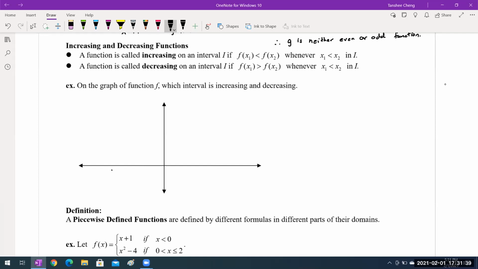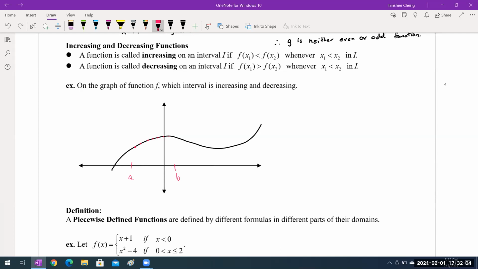For example, if I have something like this and I want to take a look at this interval from A to B, you can see that every y value is increasing as the x value is increasing between interval A and B. So this is the increasing interval in here.